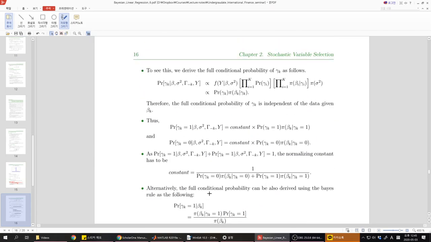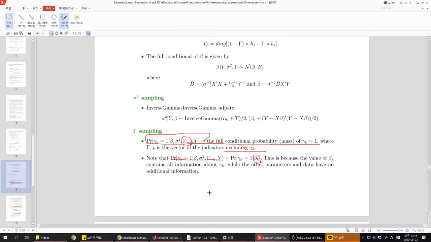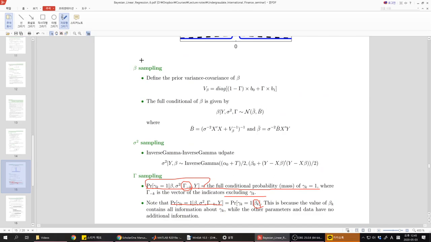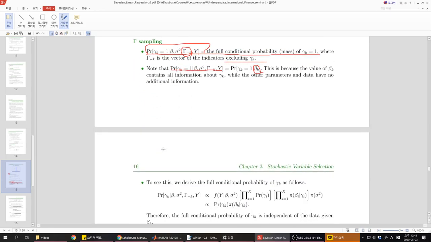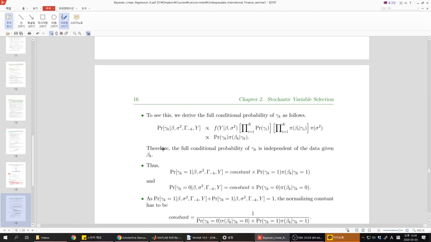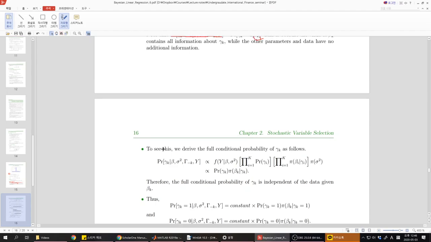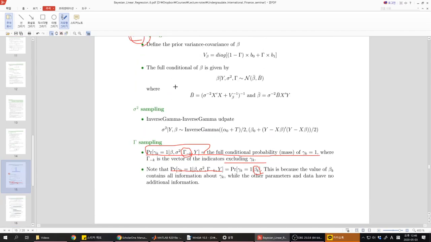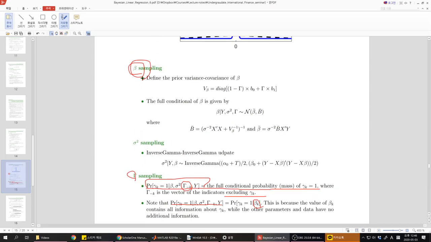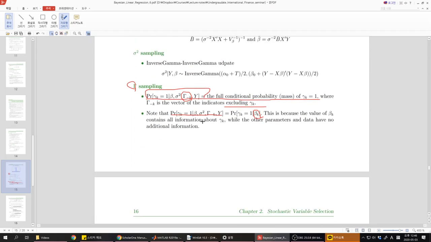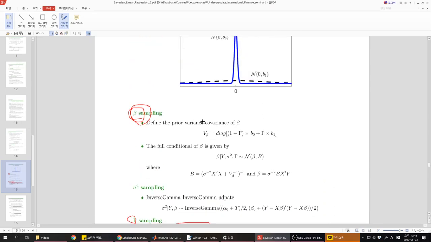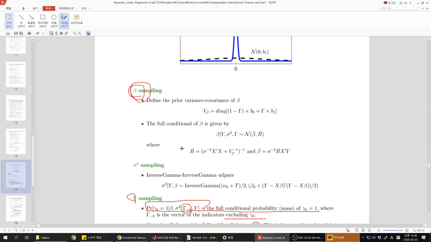Then we go back to the first step to sample beta from its full conditional distribution. That's it. So in each sampling cycle, we are sampling beta, sigma square, and gamma, and this gamma will be used in sampling beta in the next iteration. So this is the beta abstraction. I think I should give you more intuition.